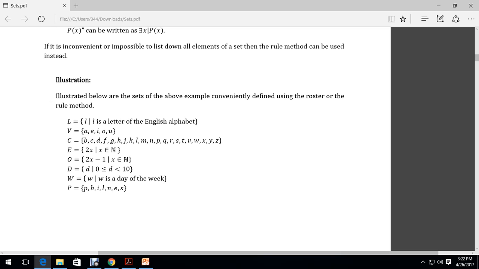Now, doing the same for set O, we could also define the representation for the odd integers. We can have that as 2x minus 1, wherein x here is also the elements in the set of natural counting numbers.